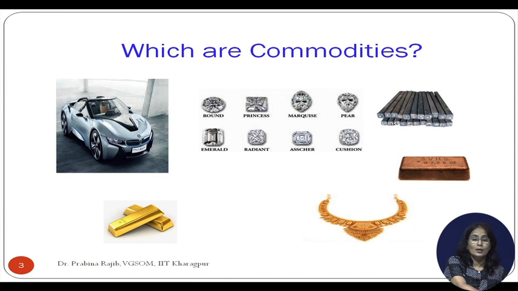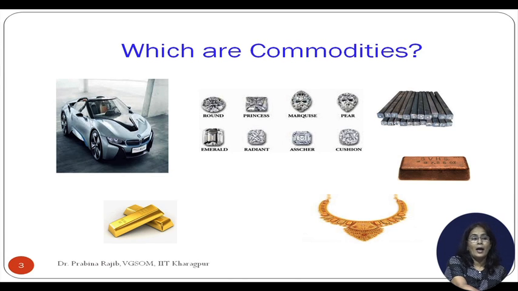Let me ask you a question. There are 6 pictures of different items given here. A picture of a car, different sizes and shapes of diamond, and a steel rod. You have 2 bars of gold, a bar of copper, and a gold jewelry. Can you identify which set of items can be grouped as commodities? Will you be able to do so?